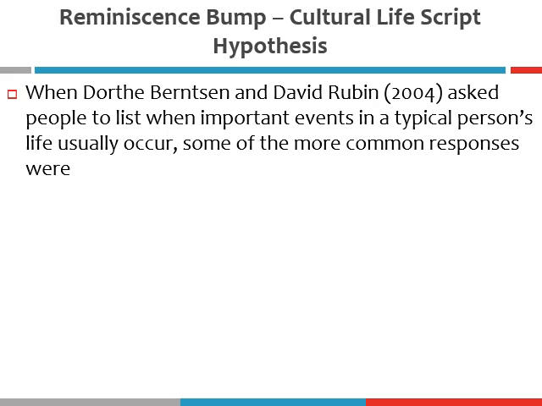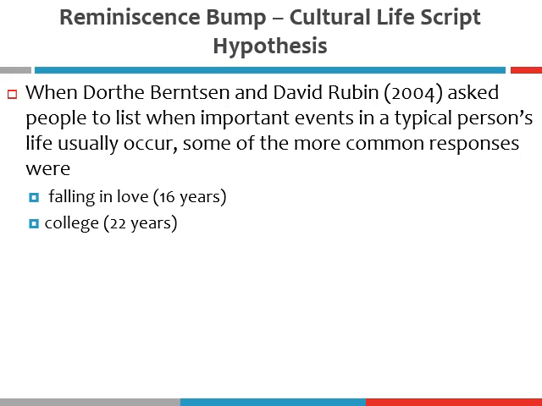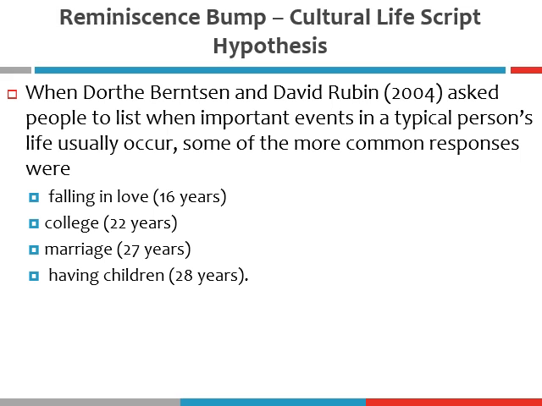So when researchers at the University of Texas asked people to indicate when important events in a person's life typically occur, some of the responses they got were: most people fall in love around the age of 16. Most people graduate college around the age of 22. Most people get married around the age of 27. Most people have children around the age of 28.